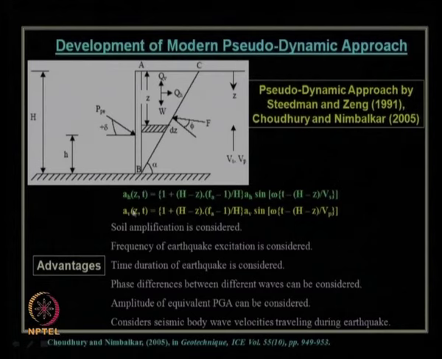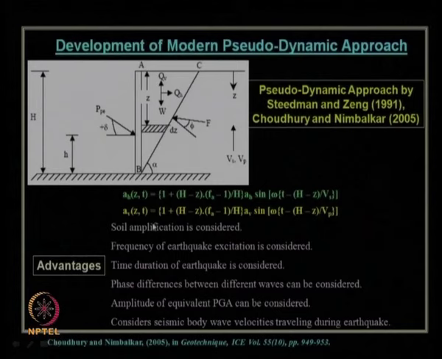The AV is also a function of z and t, which is expressed as 1 plus (h minus z) times (fa minus 1) by h times AV. This AV is nothing but the amplitude of vertical seismic acceleration times sine of omega times (t minus (h minus z) by Vp), because as we know the primary wave velocity will contribute to the vertical seismic acceleration. So, that is why this expression is considered for both horizontal as well as vertical seismic acceleration, which are now a function of depth and a function of time.